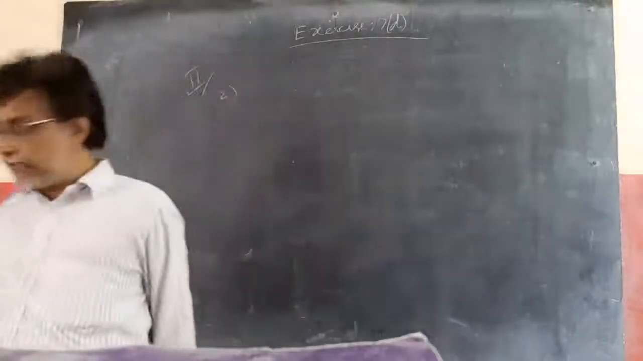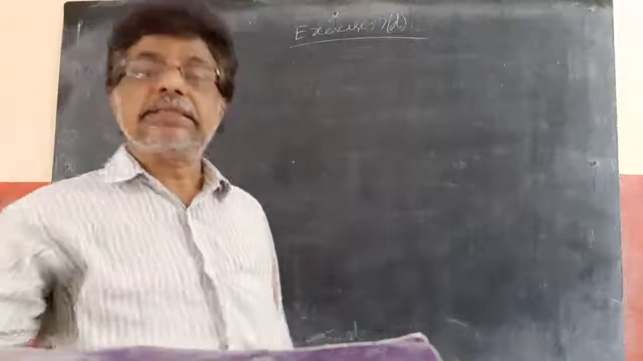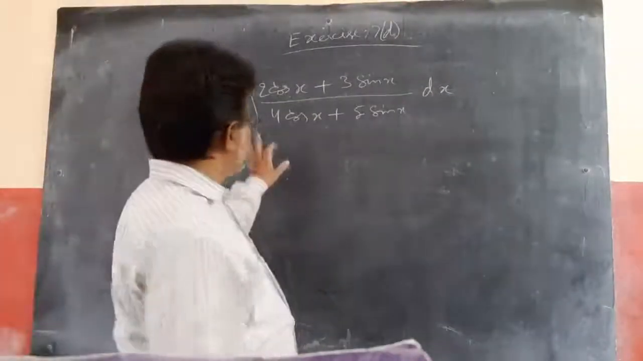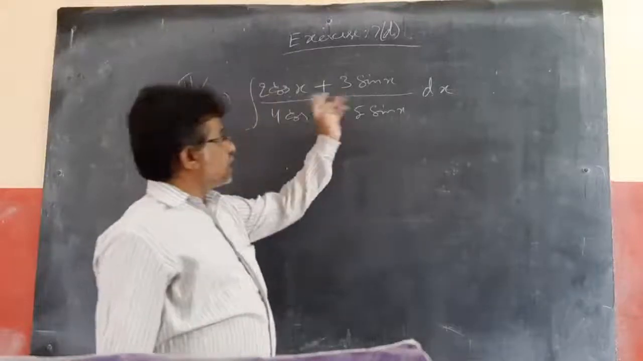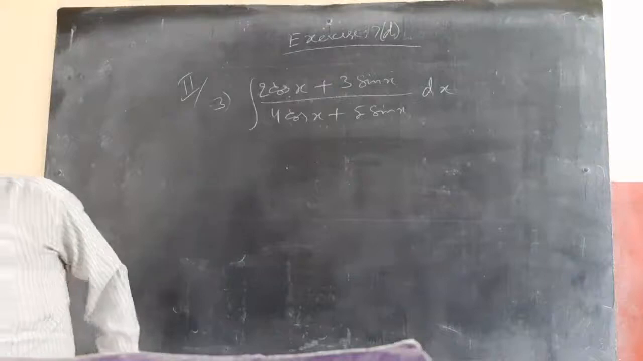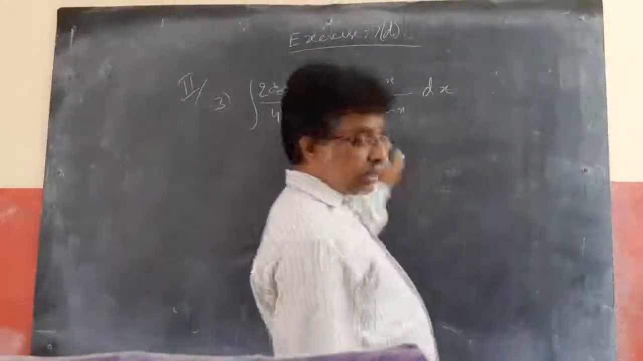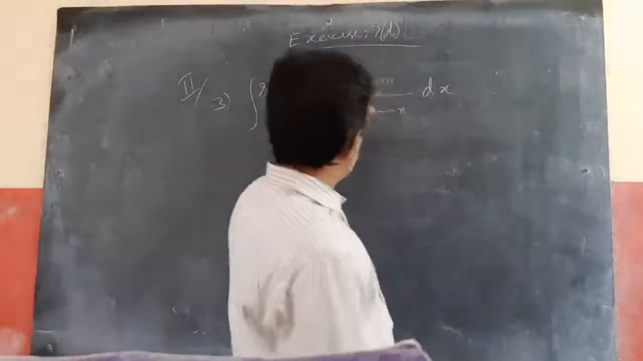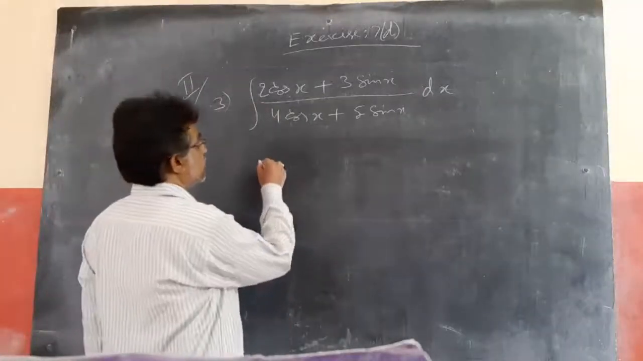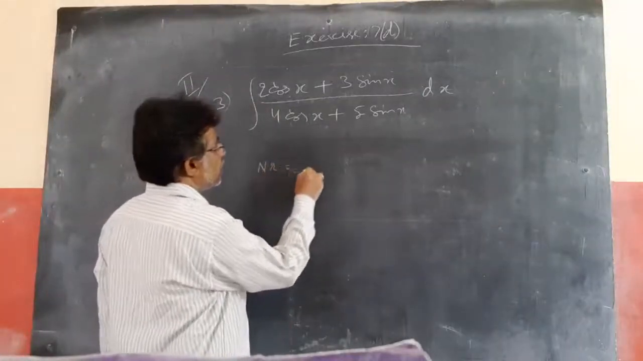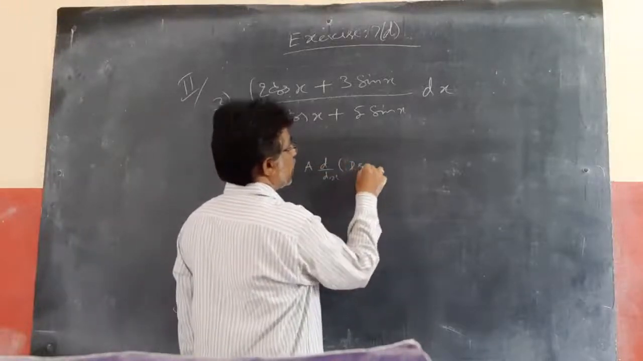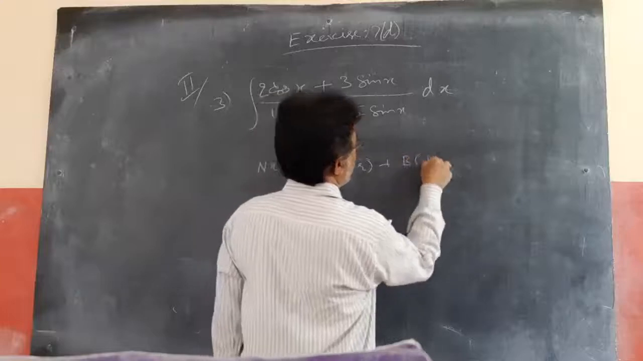One more example, if you do, you can easily understand this. One more sum in the same concept: integral of (2 cos x plus 3 sin x) by (4 cos x plus 5 sin x) dx. Now, this is the same method. If you observe, the numerator has sin x and cos x, and the denominator also has sin x and cos x, so you can go for the same method. Numerator equal to a into d by dx of the denominator plus b into the denominator.